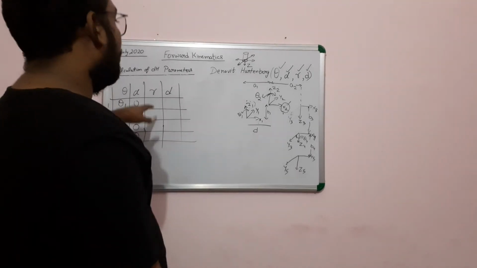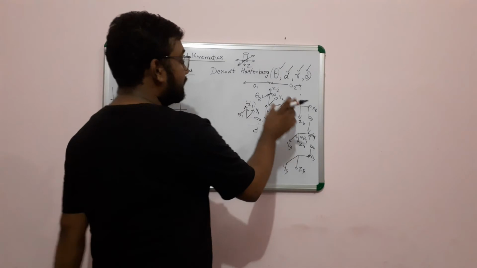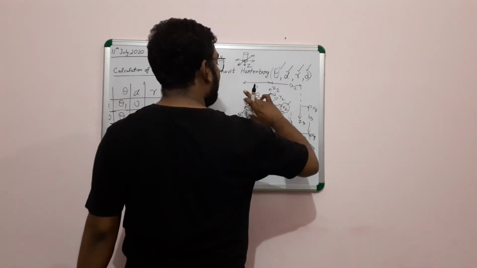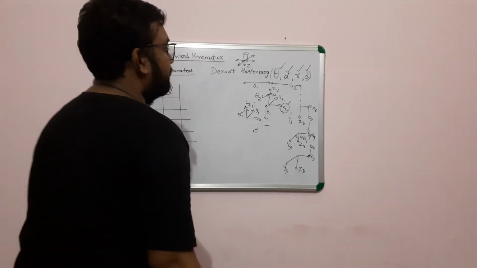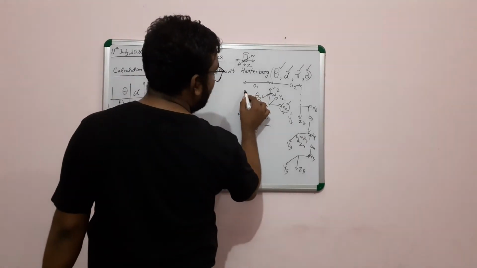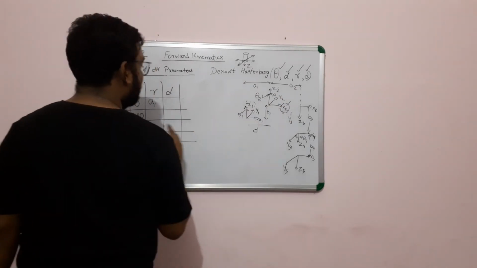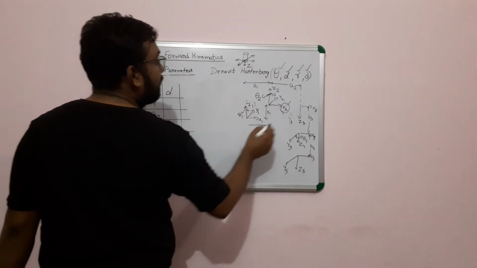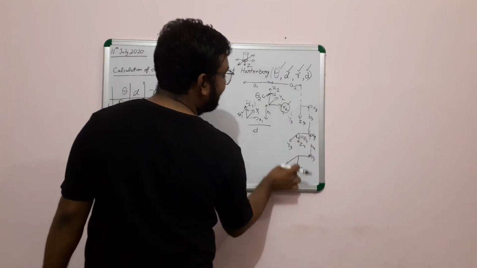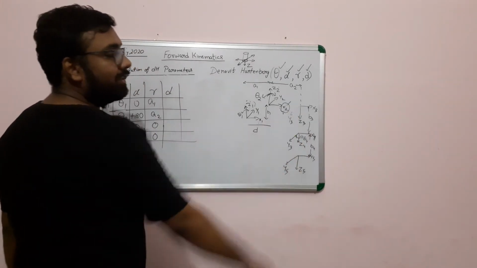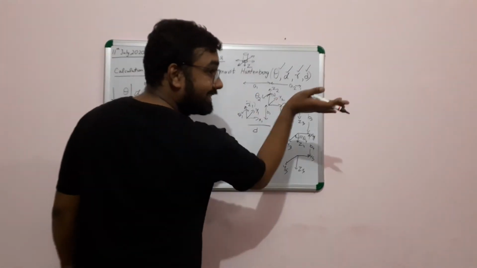Fine. r, as I told you, is the distance between the two centers in the xn direction. So between 1 and 2 it is a1. Between 2 and 3 it is a2. Between 3 and 4 it is nothing, 0, 0. We have the centers common in the direction of x.